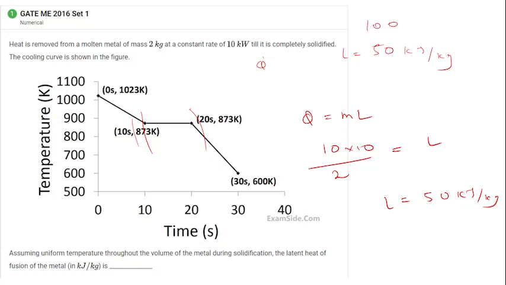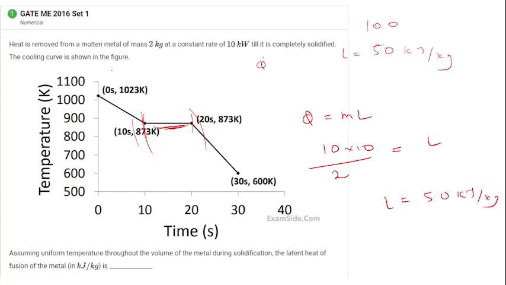Sure, sure. So, what is the latent heat of fusion? It is the amount of energy that must be supplied to a substance to change its phase, to trigger the change in its physical state, to convert it from liquid to solid or solid to liquid, right? So, where is it happening? The phase change is in this region only, right? This is the solidification happening.